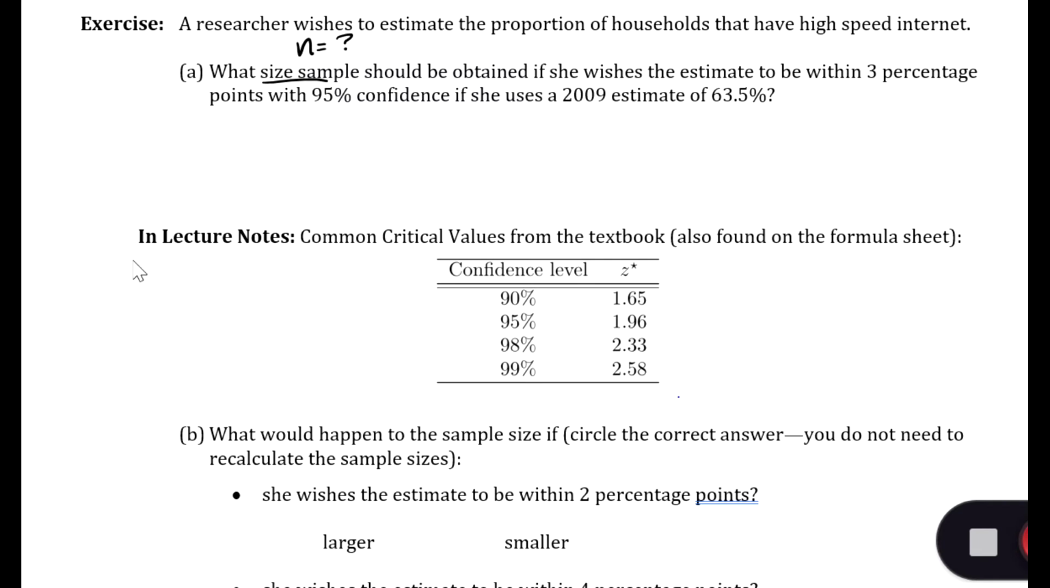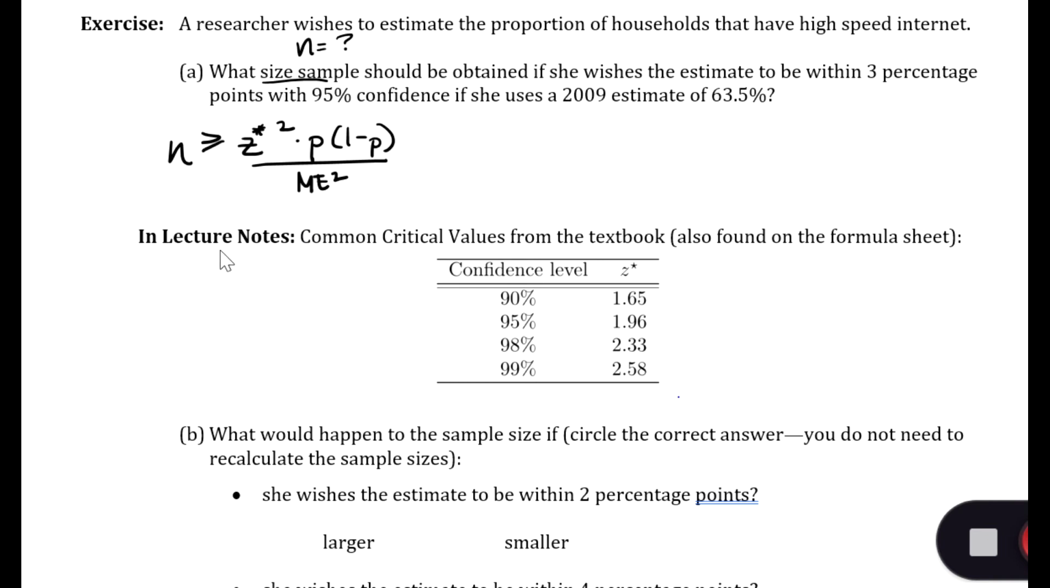So if you look at your lecture notes and your formula sheet, you get a formula that is n is greater than or equal to z star squared times p times 1 minus p divided by your margin of error squared. So z star is your critical value, your p is preliminary estimates from similar studies, etc. And this ME is our margin of error. So we have to go through and figure out all this information.